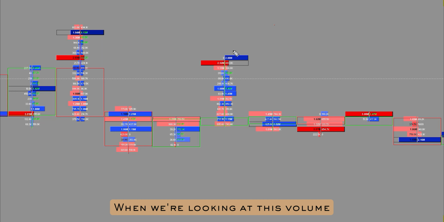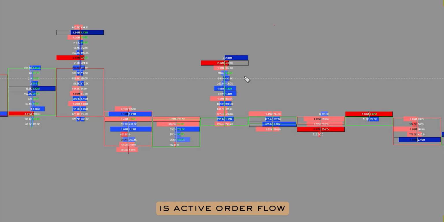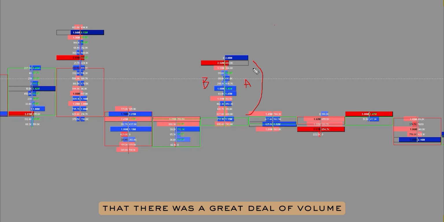When we're looking at this volume right here, what we're looking at is active order flow. We're looking at market orders. So again, on the left-hand side, we have volume at the bid. So those are aggressive sells hitting into the bid. On the right-hand side, we have volume at the ask. Okay, so from this candle alone, you could see that even though this was all wick, there was a great deal of volume within here. A great deal of volume, and most of the volume actually occurred at the high.